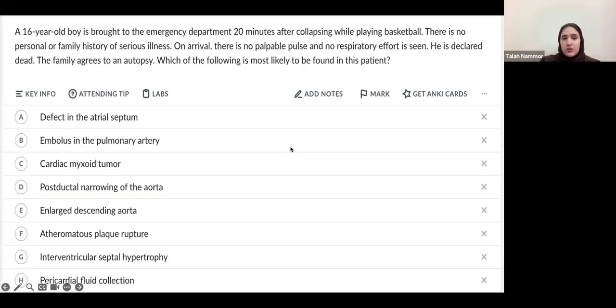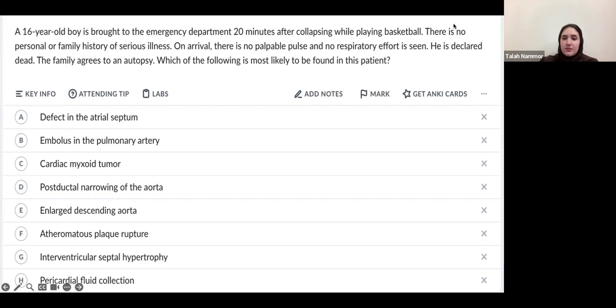Okay, a 16-year-old boy is brought to the emergency department 20 minutes after collapsing while playing basketball. There's no personal or family history of serious illness. On arrival, there's no palpable pulse and no respiratory effort is seen. He's declared dead. The family agrees to an autopsy. What would you guys see? So, same thing.